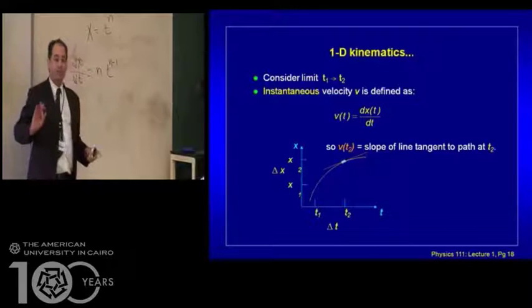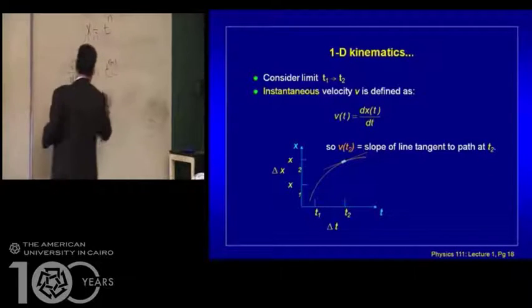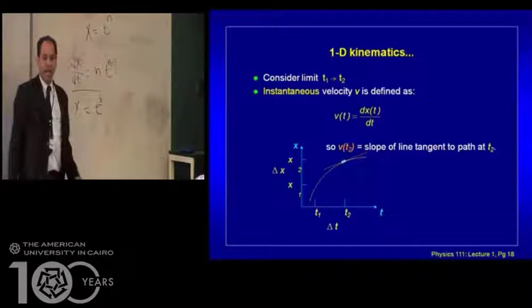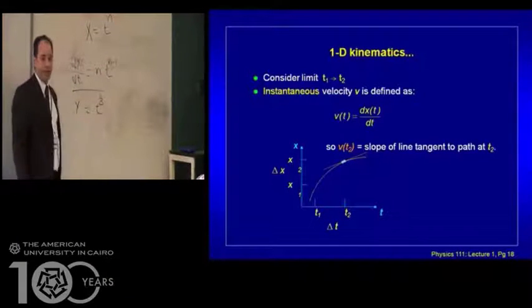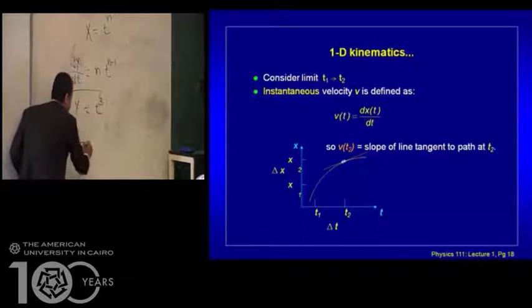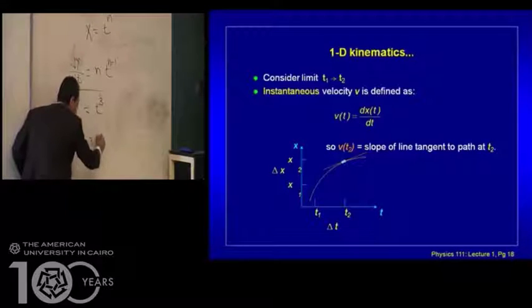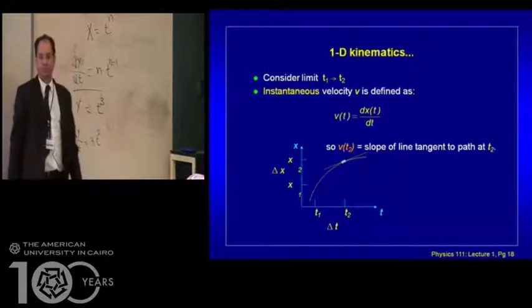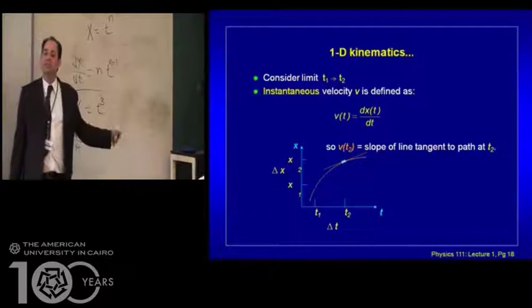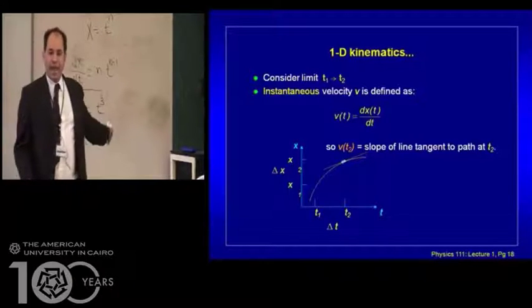Now let's assume x equal to t cubed, so n equal to 3. So now let's find dx by dt. It's 3 t to the power 2. That's easy. This is how we do the derivative.